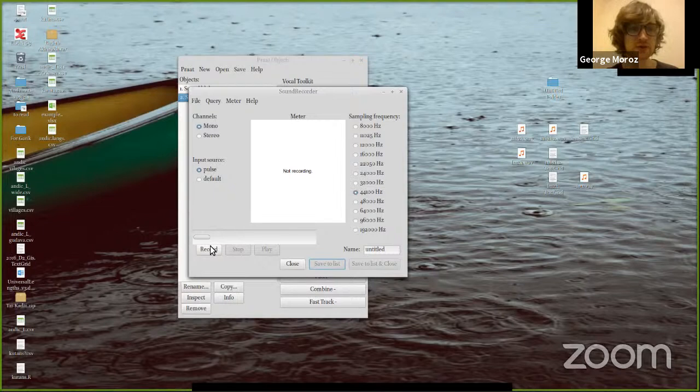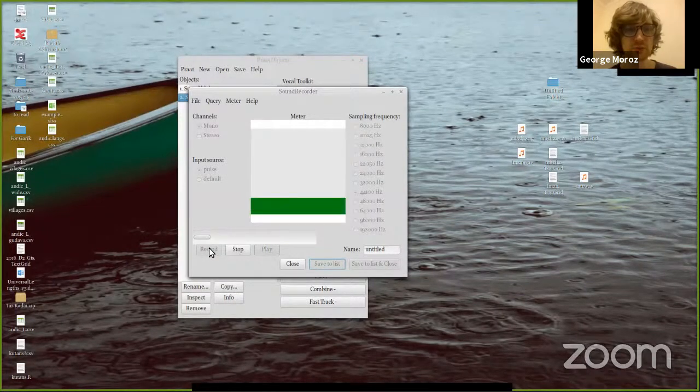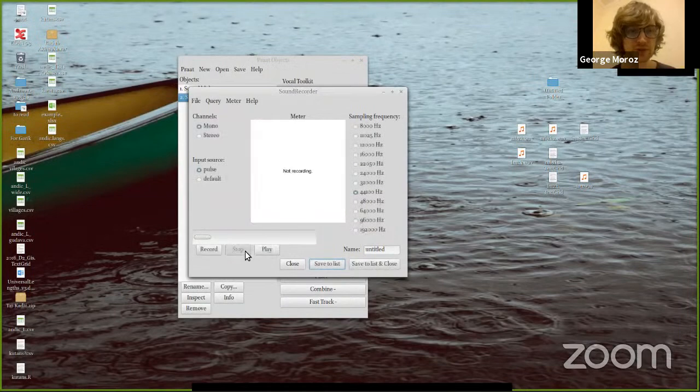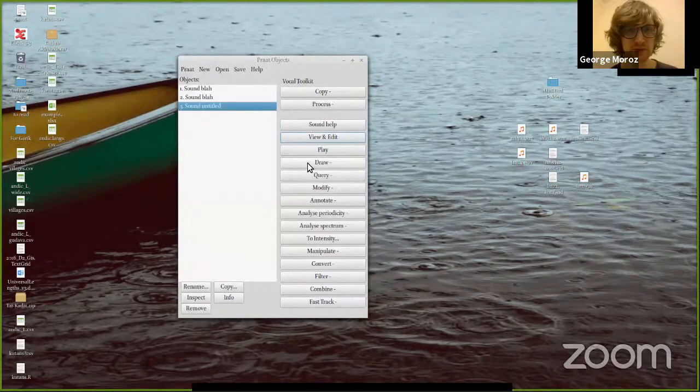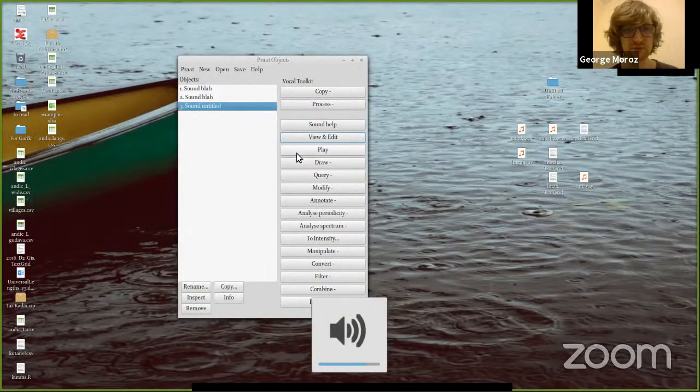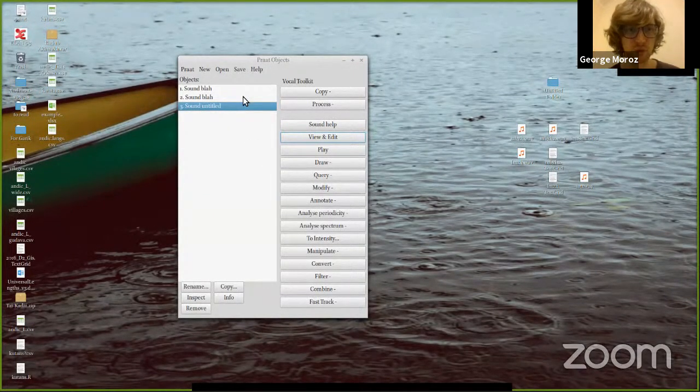So now I press record, and this will be a recording. Then I press stop, and I use save to list and close. And after I press play, this will be a recording. And this is what my computer produced.